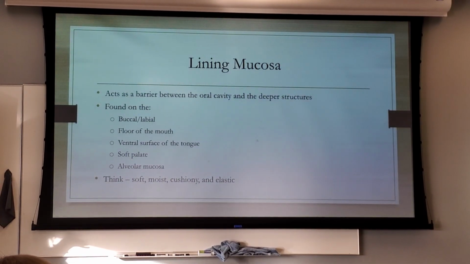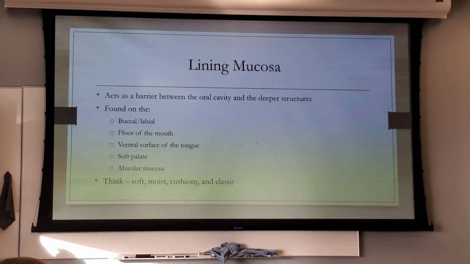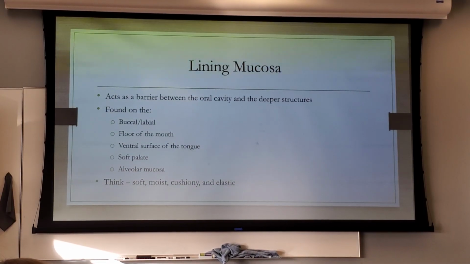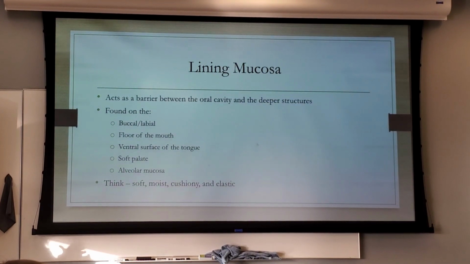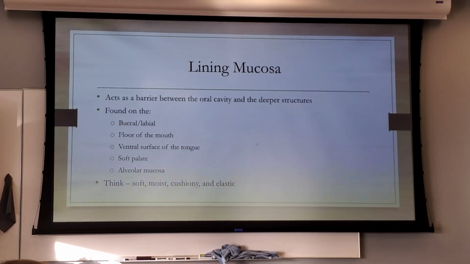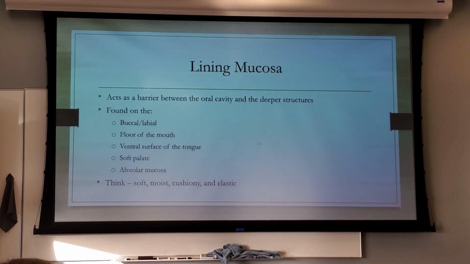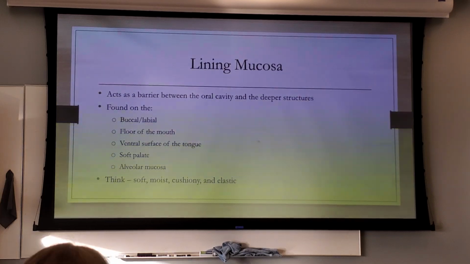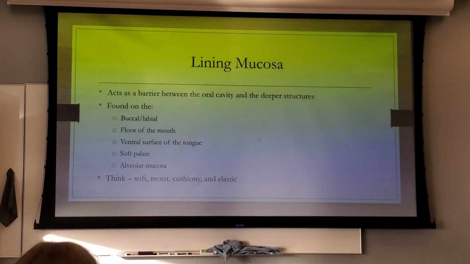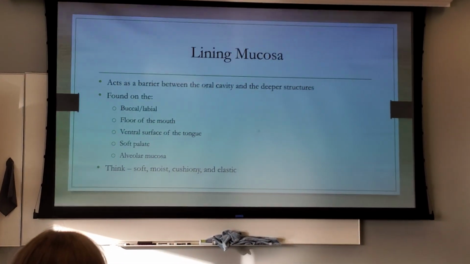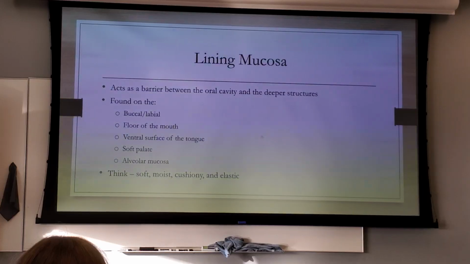Our floor of the mouth is the same way. It's stretchy, it gives, it's very soft. Our ventral surface of our tongue is the same way. Soft palate, alveolar mucosa. If you think about what it looks like and what it feels like, you have seen enough of the oral cavity that you can probably figure out which is lining mucosa based on its appearance.